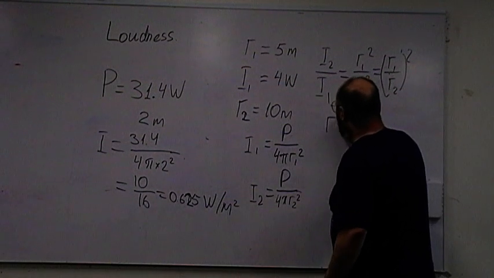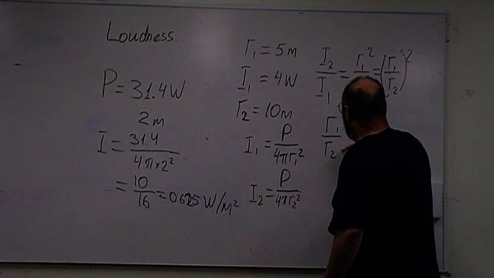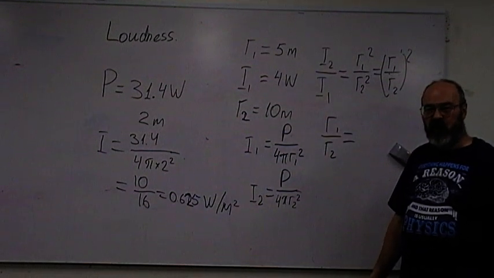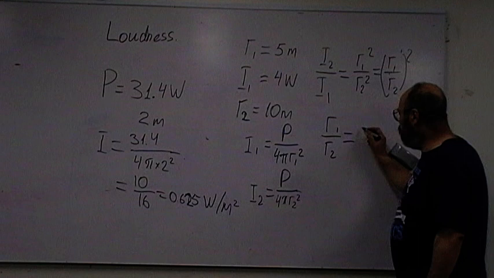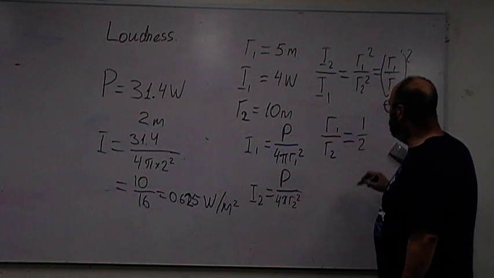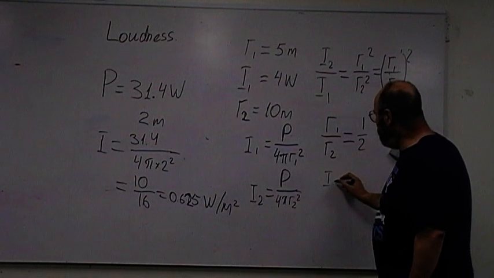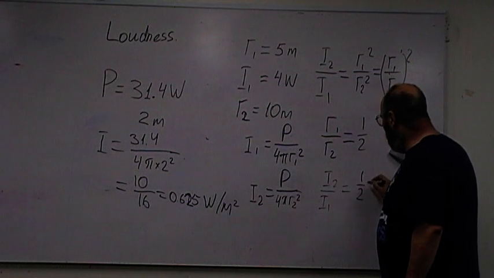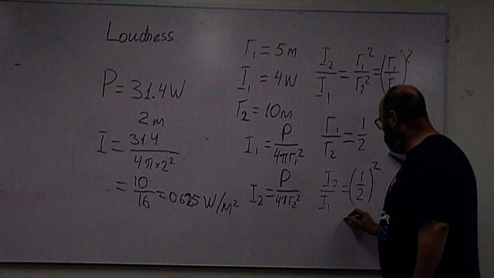What is R1 divided by R2? How many times did we increase the distance? Twice. So R1 divided by R2 is 1/2. So intensity 2 divided by intensity 1 will be 1/2 squared, which is 1/4.